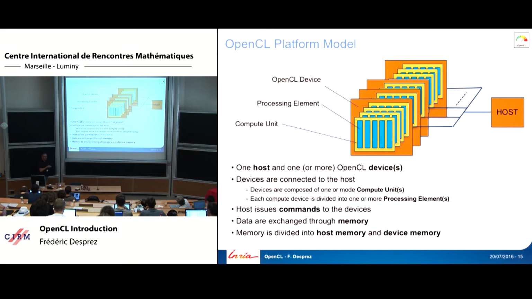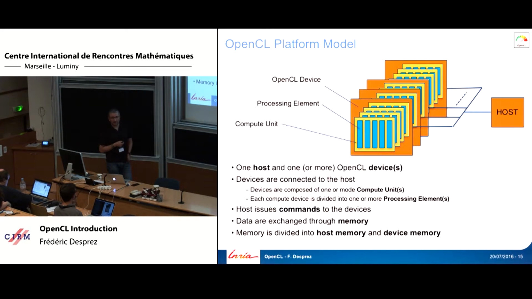All this information can be gathered at runtime using the OpenCL API. So you can discover your architecture at runtime and then decide which kernel you're going to put on which device. The host is sending commands to the devices, and you have to send data through memory in an explicit way. You have to tell which data is going to which device, and back and forth, depending on the computations. The memory is divided into host memory and device memory, and the device memory is divided again into different parts. We'll see this later.